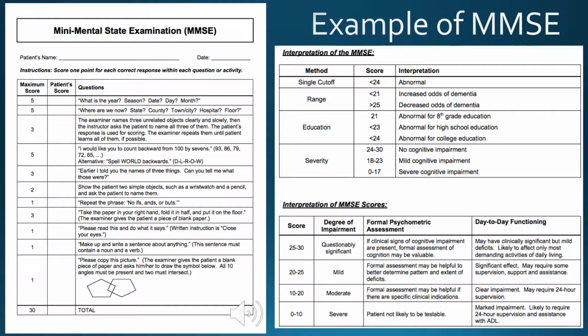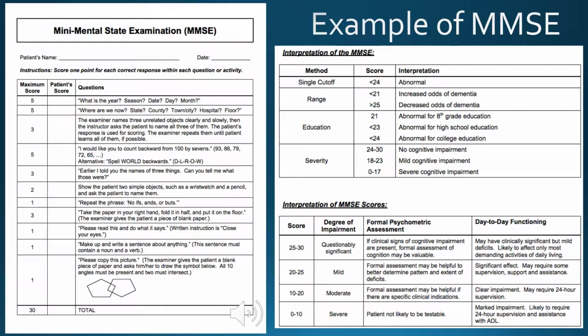This is an example of the MMSE. This is actually the MMSE tool that is used exactly by providers in order to assess patients. As you can see, it is a pretty straightforward and easy to use tool.